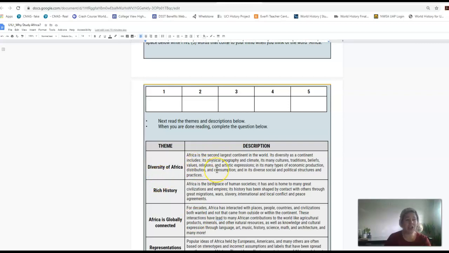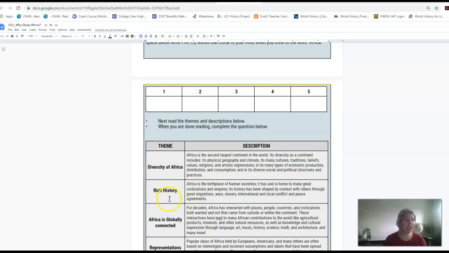So Africa is the second largest continent in the world after Asia. Its diversity as a continent includes its physical geography and its climate, its many cultures, traditions, beliefs, values, religions, and artistic expressions, its many types of economic production, distribution, and consumption, and its diverse social and political structures and practices. So this is basically just saying there's a lot to Africa. It's the second largest continent. It spans a huge amount of territory. So it's just a lot of things in it.